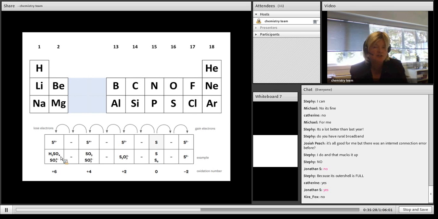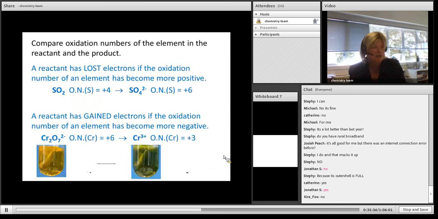Because it's lost all its valence electrons. It's already on +6. It can't lose anything more. So hopefully that gives you an overview of what's possible and what's not possible. Use a periodic table just to help you work out whether something is an oxidant or reductant.